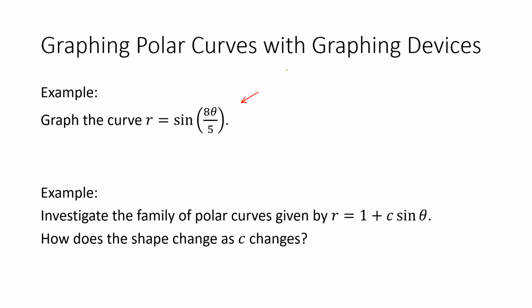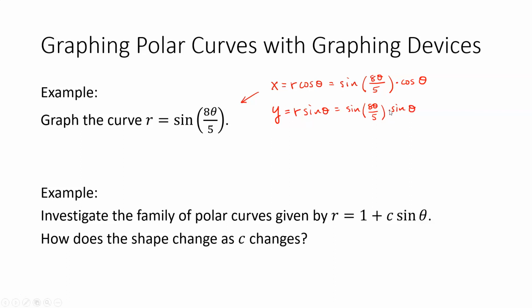over 5? Well, we know for the x equation, it'll be r cosine theta. So it'll be sine of 8 theta over 5 times cosine of theta. That'll give us the x-coordinate of our parametric curve. And then r sine theta for the y-coordinate. So it'd be r, again, sine of 8 theta over 5 times sine of theta.